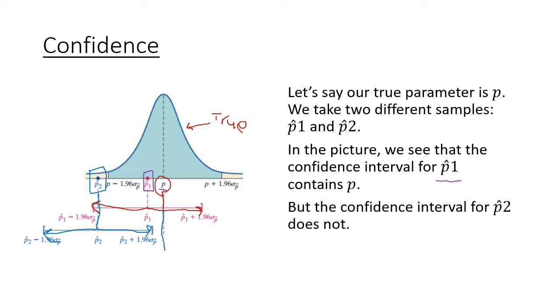Now, here's, again, that big issue. I don't know whether I have one that works, like P hat 1, or one that does not work, like P hat 2. There is no way of ever knowing that. That confidence level just means that 95% of the time it'll work. That's my 95% confidence. That also means that 5% of the time it is not going to work, but we have no idea which it is.